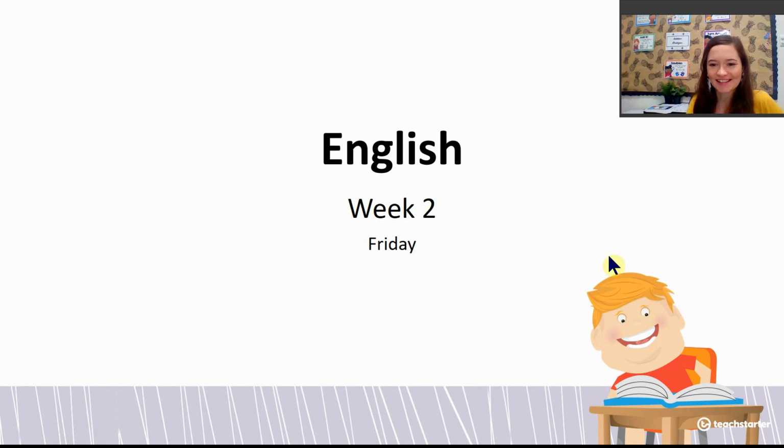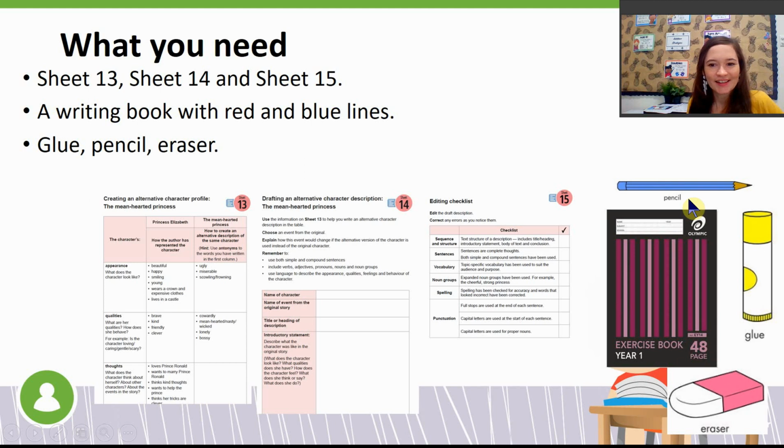So let's get stuck in. These are the things you need to go and grab. Sheet 13, sheet 14, sheet 15, this is what they look like. Your writing book with red and blue lines, you'll need glue, pencil, eraser. Go and grab those things and come back.